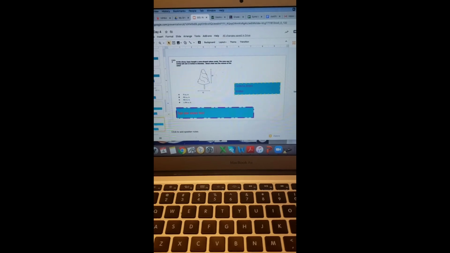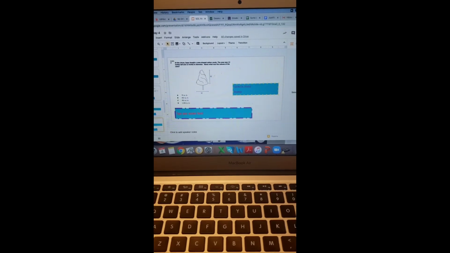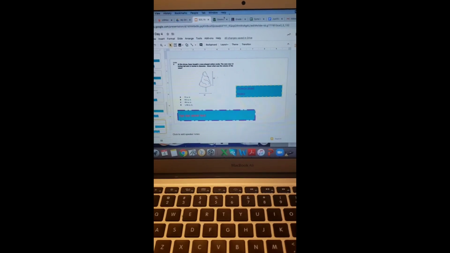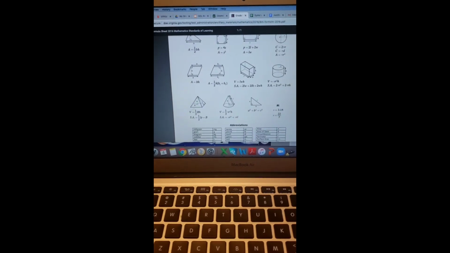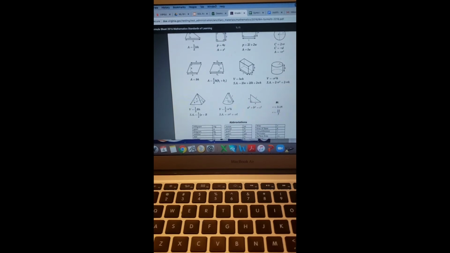All right, surface area. Entire surface would mean surface area. So same thing we just did. Type it into Desmos. Volume, we just did that. This is a cone though. So you're going to go back to your formula sheet, find cone. Volume of cone is right here.